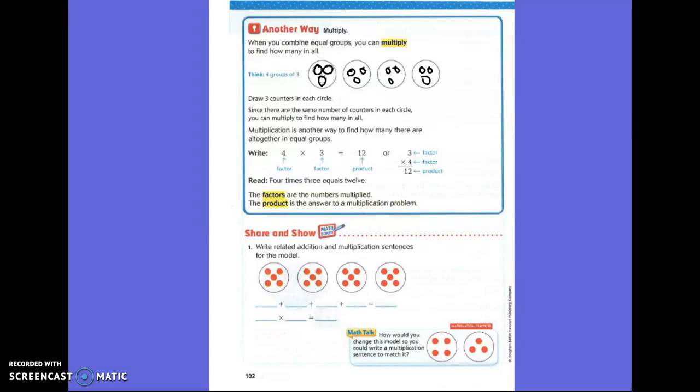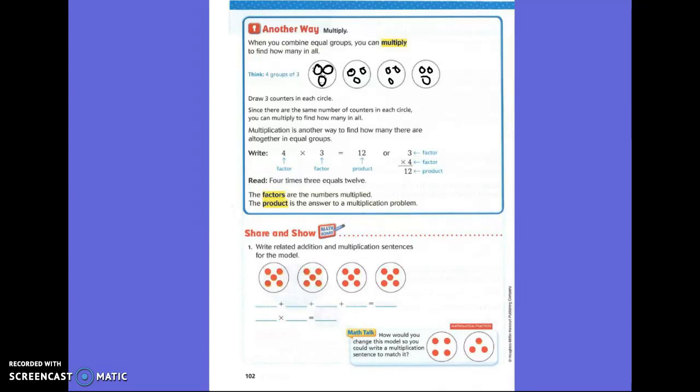Okay, here's important. I want you to remember this, an important sentence. Since there are the same number of counters in each circle, you can multiply to find how many in all. If there was a different amount in one of the circles or 2 of the circles, you cannot multiply. The only time you can multiply is if you have the same number in each group, okay? Okay, that's important. So multiplication is another way to find how many there are all together in equal groups.